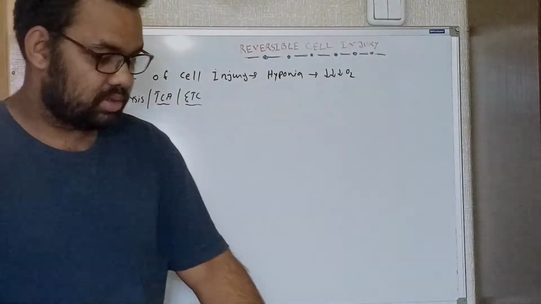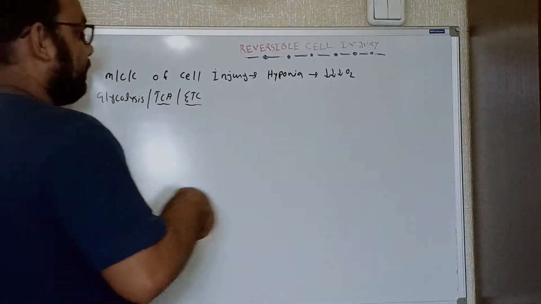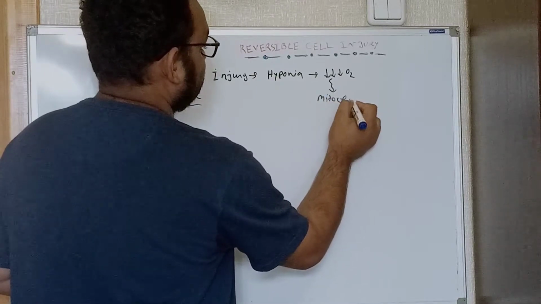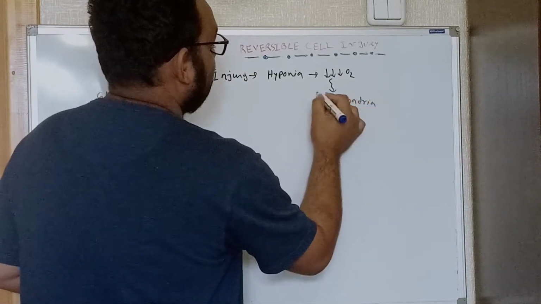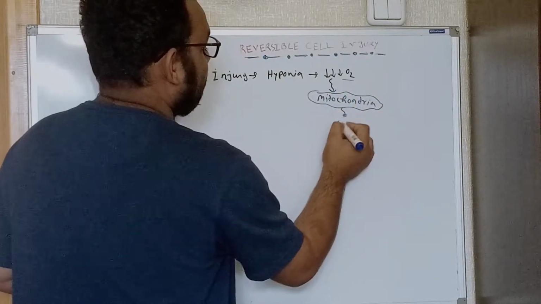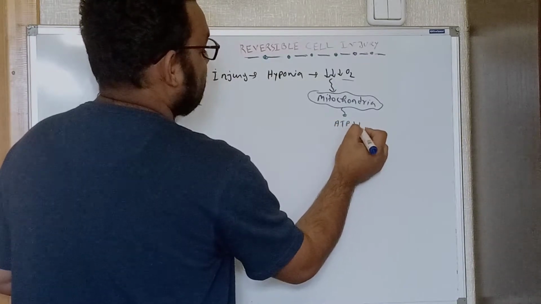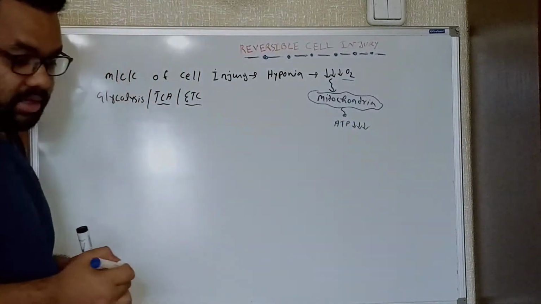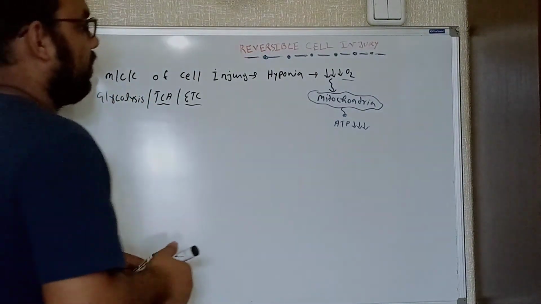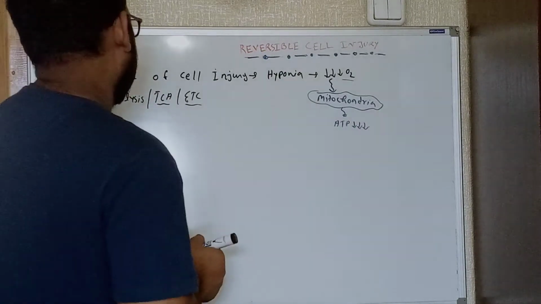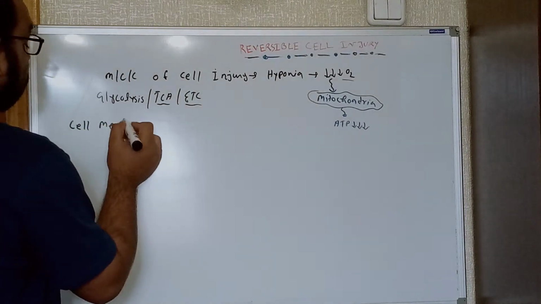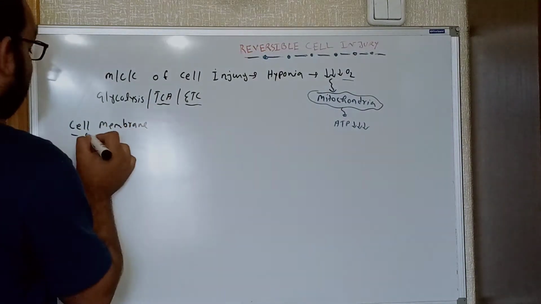As a result, the mitochondria will not be able to utilize much oxygen because the oxygen is less. So ultimately the amount of ATP will be decreased. Now, whenever the ATP is less, let's talk first about the problem we will see at the cellular level, first the cell membrane aspect.